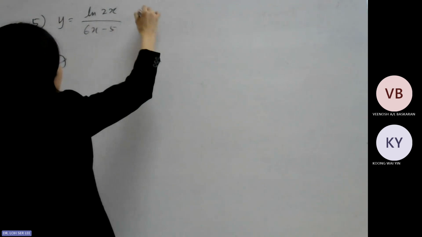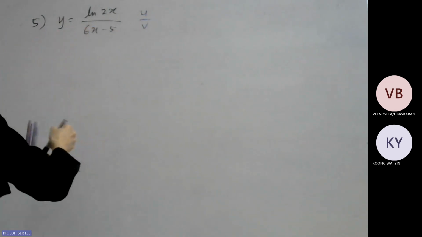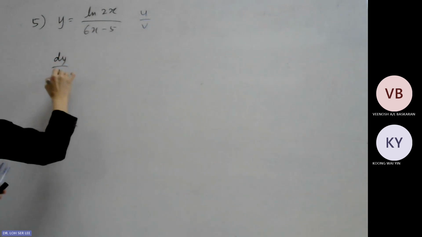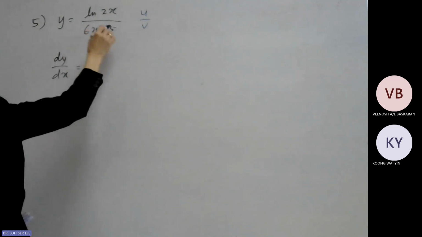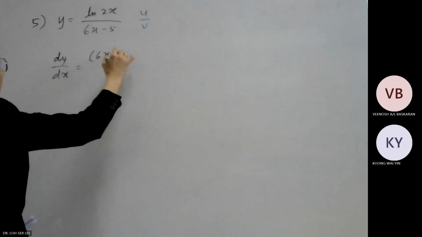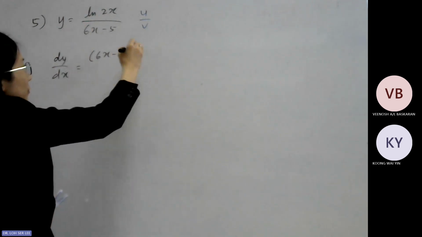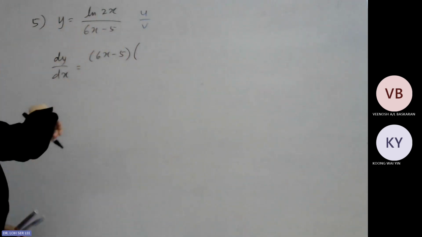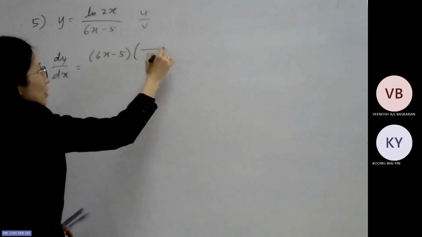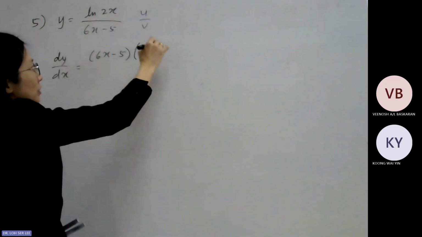Okay, quotient rule, u over v. The dy/dx is... Okay, we have to start from v. So this is your v, v u prime. Okay, how to differentiate u prime? How to differentiate ln 2x? 2x, you put it here, right? When you differentiate 2x, you get a 2.